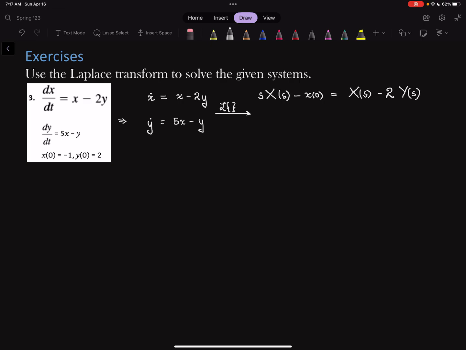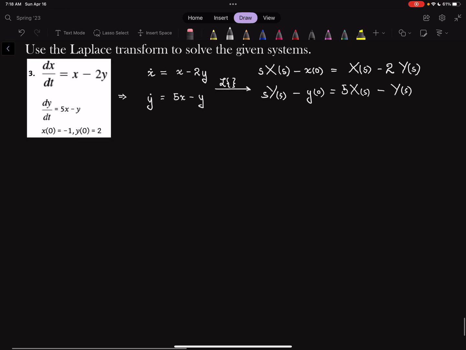Now we're going to do the same thing with the other function. So that's going to be the big Y of s times s, because it's the derivative, minus y of 0. And this is where we put the other initial condition that they gave us. And here at the bottom, we would have 5 times this big X of s minus, then we have our Y of s.